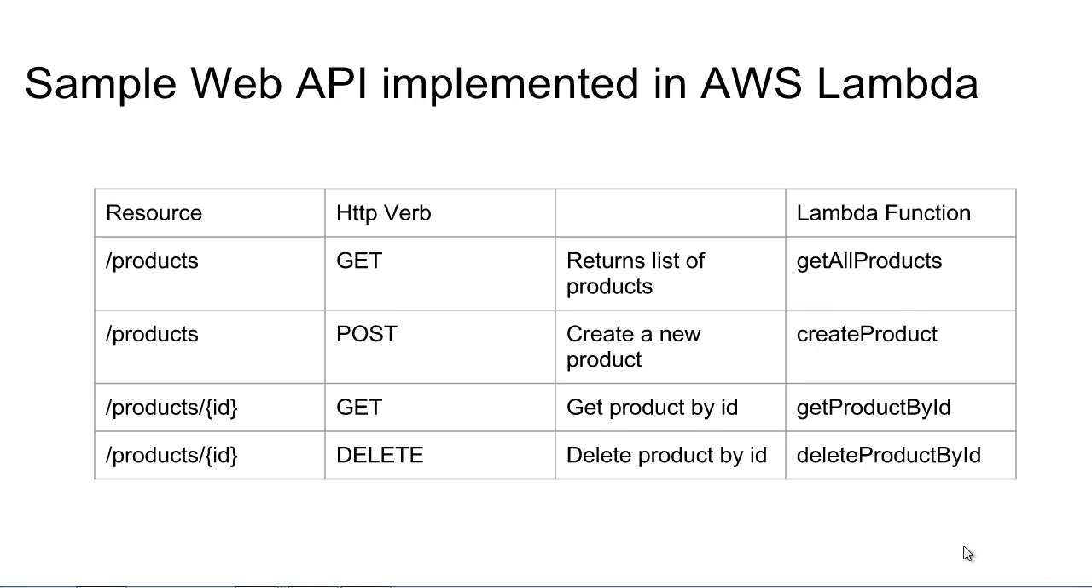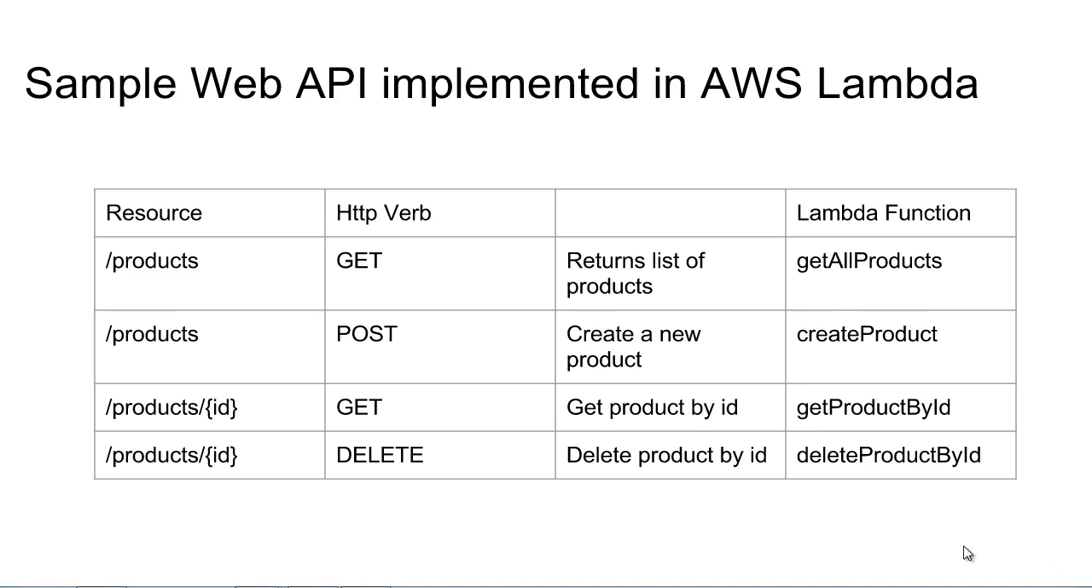And similarly, if you want to create a new product, you invoke the URL /products and post your product data, and then in the back it will invoke the create product Lambda function, and then it will enter a database entry, for which you will have to write the code to insert the row in the database, of course, in your Lambda function or in your backend.